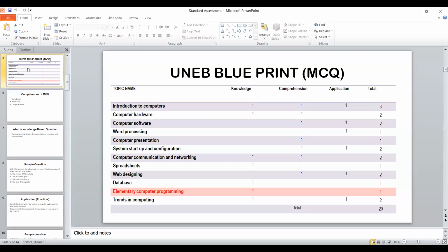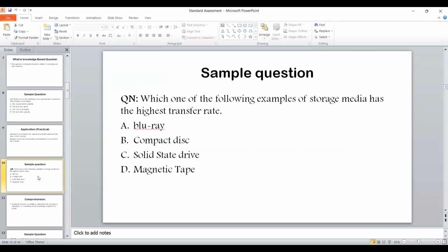Now, when you go to the blueprint, even introduction to computers, computer software, word processing, system startup, web design, and trends in computing, you must test practically those topics. Then I can have another sample question here. This one says, which one of the following examples of storage media has the highest transfer rate?